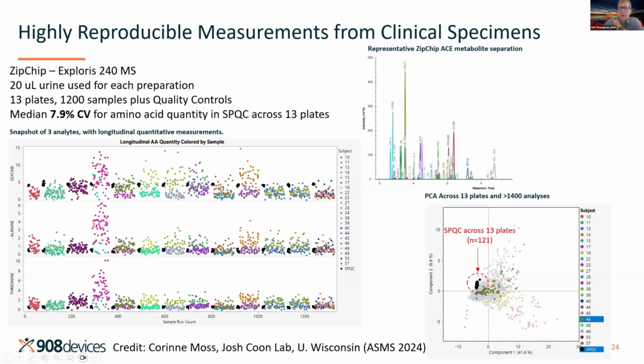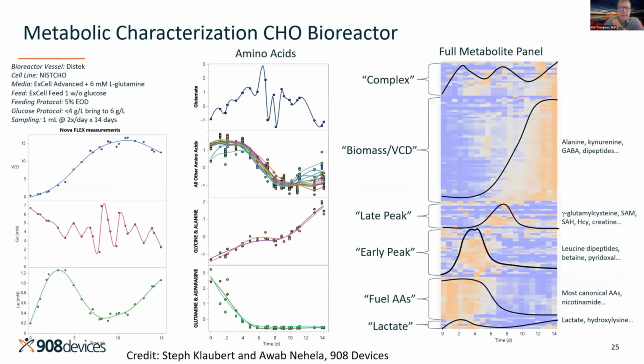Separation is shown on the top right. And then, of course, traditional principal components analysis, looking at the variability between the pools and the biology on the bottom right.